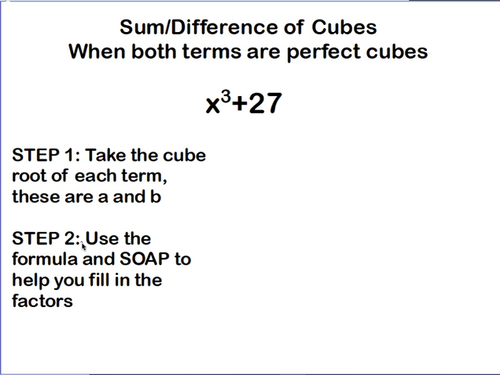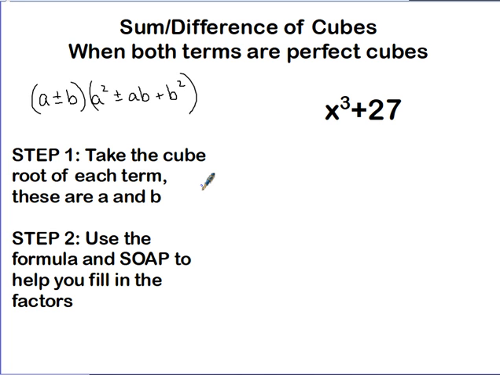The other kind of special situation that we're going to look at is called a sum and difference of cubes. This just has to be two terms. It can be plus or minus. And then they both have to be perfect cubes, meaning I can take the cube root of each term. There's a formula that we need for this: a plus or minus b, and then a squared plus or minus ab plus b squared. That plus or minus part, you're going to pick one.